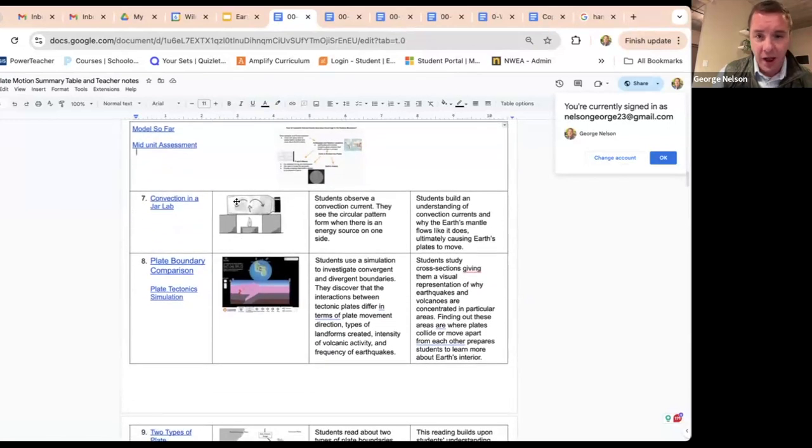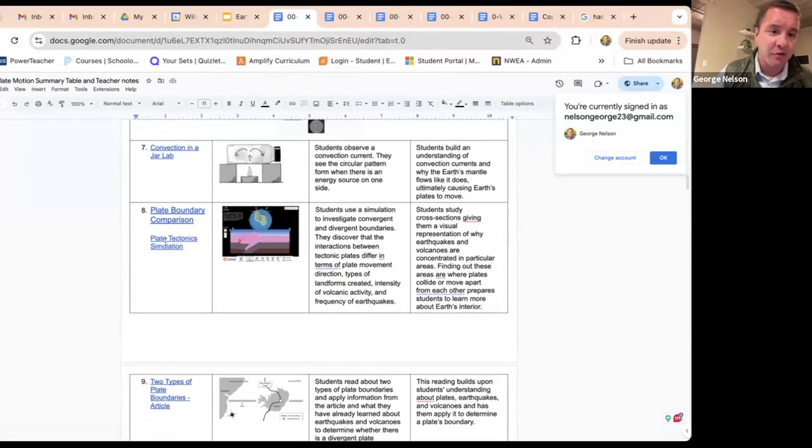So then I have them do a lab. There's a convection jar, and all the materials you need for this are posted down in the teacher notes. We start to see that it flows in a convection cycle that can help make the Earth's surface move. I try to be careful here about the misconception. I also show them a little video with convection cycles and also the slab pull that's causing the plates to move.